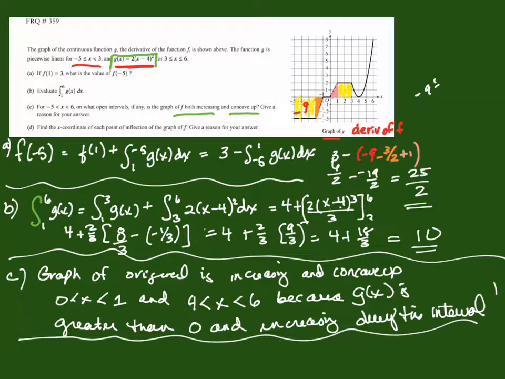I might have to do it on the other side. D, find the x-coordinate of each point of inflection of the graph. Give a reason for your answer. Okay. Going back and erasing this stuff off my graph, inflection points happen when the original graph's derivative changes from increasing to decreasing or decreasing to increasing. That's it. If you're looking at the first derivative, that's all you know.